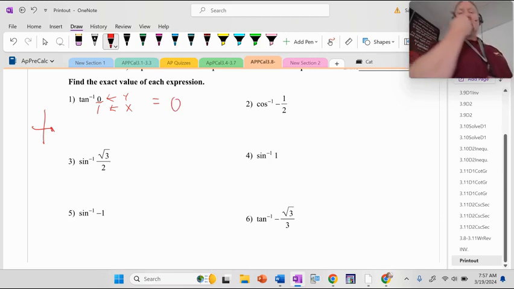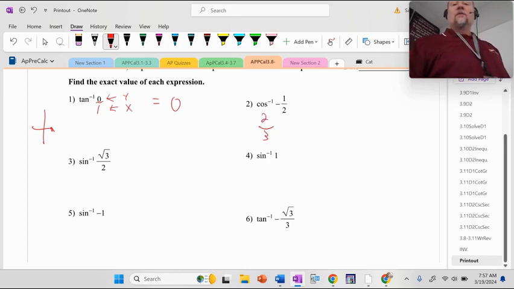What is that, an over 6 or an over 3? 3, 2, 1, go. Over 3. And then cosine's rules, which I had on the previous thing. Whenever it's negative, you have to name a quadrant 2. So what's in quadrant 2? 2 pi over 3. Again, this goes back to this being 3 pi over 3.